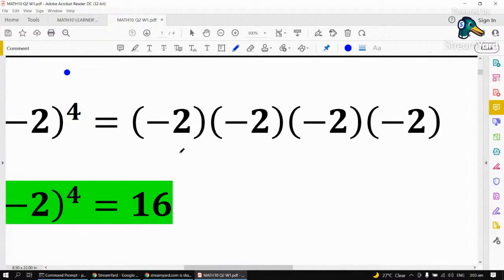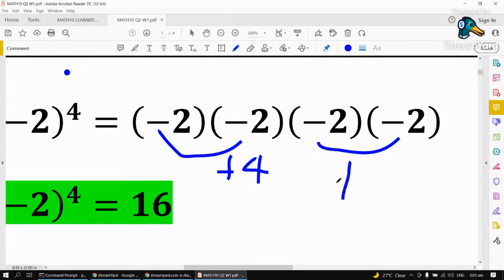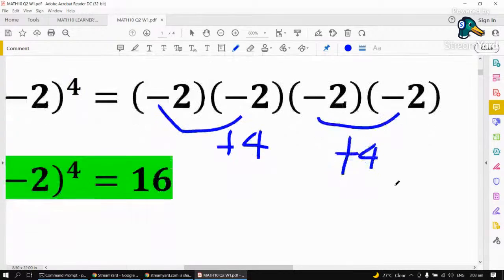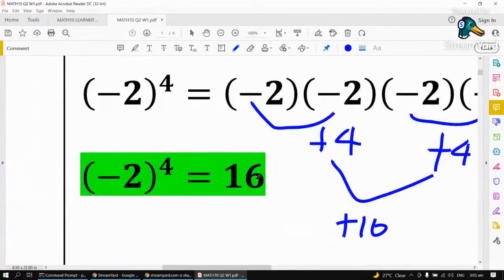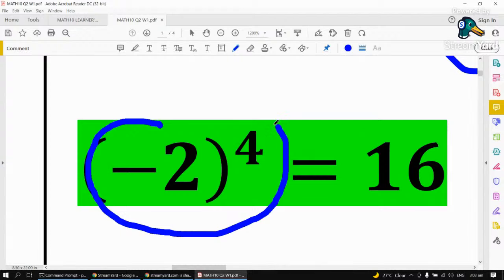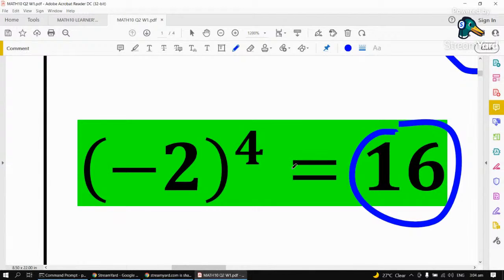Kung mangyayari, negative 2 times negative 2 is positive 4. Ganun din, ang negative 2 times negative 2 magiging positive 4. So, pag positive na yung dalawang sagot, pag minultiply natin, positive 4 times positive 4 is positive 16. Okay, so that's why ang sagot ng negative 2 to the fourth power is positive 16.